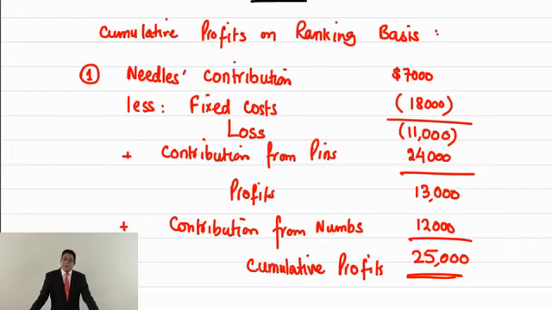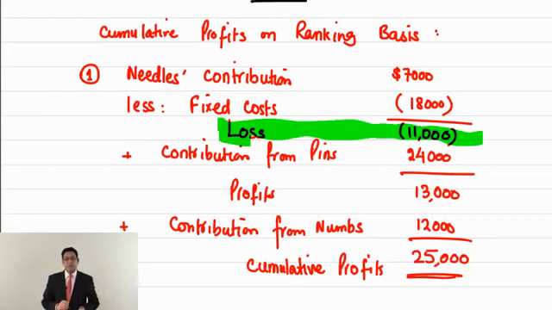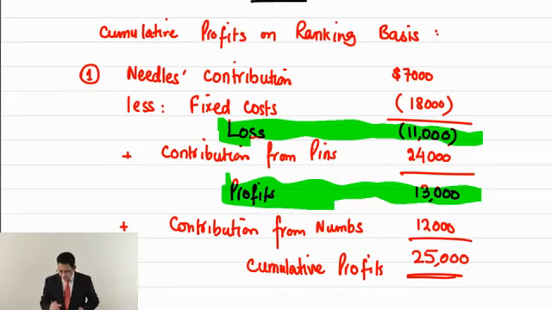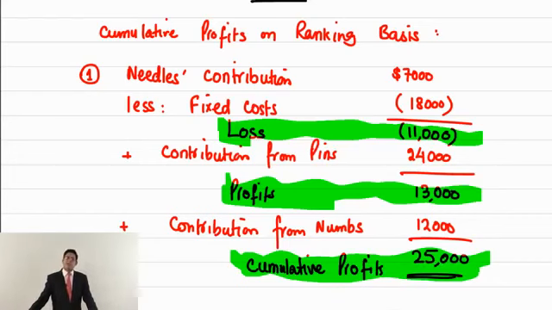$25,000. You see, our total profits still remain the same, 25,000, but it is rearranged in the way we will sell the products. It will be earned in this way. Once we have sold needles, we would have a loss of 11,000. After we add the second product, nums, the company would have generated a profit of 13,000. And once the third product is successfully sold, our total profits will be at the same original level, 25,000.